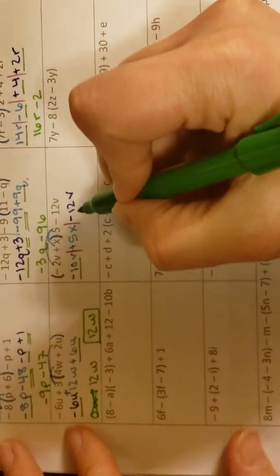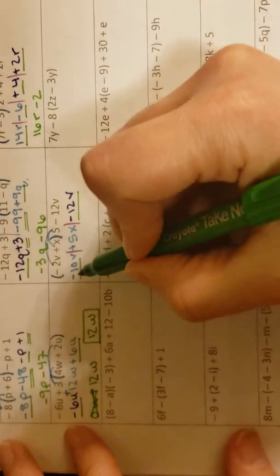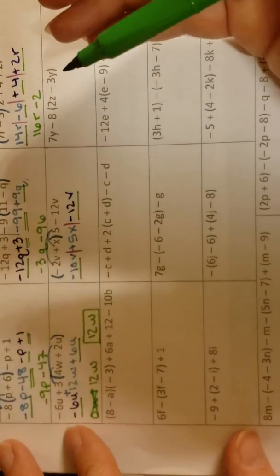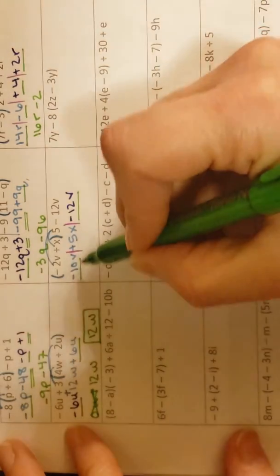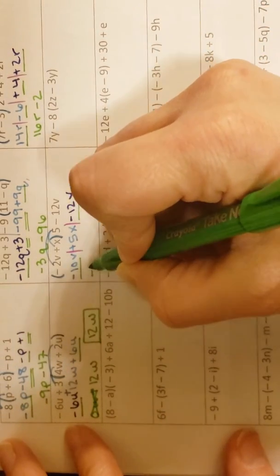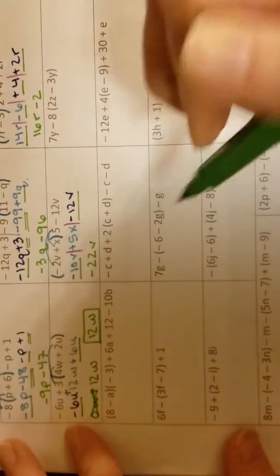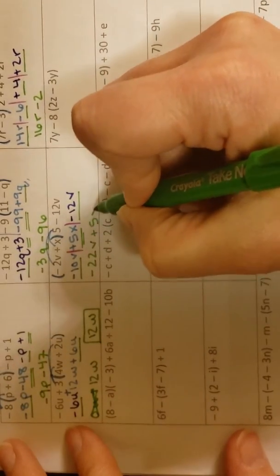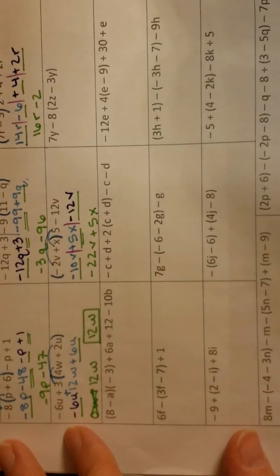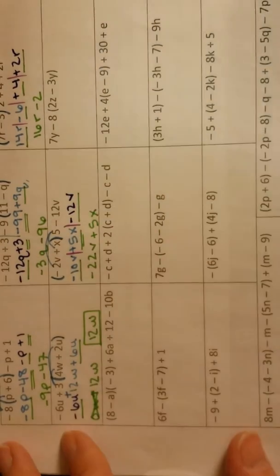So -10 minus 12, so this is two negatives. We're going more to the left on the number line. It's not a negative times a negative. It's a negative subtract a negative. 22 v's. Then add a 5x. Good. All right, try the next one.